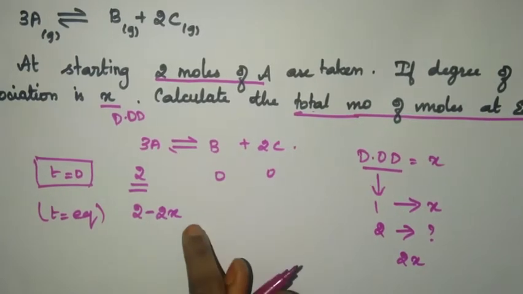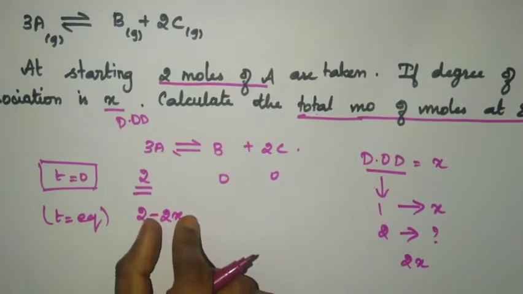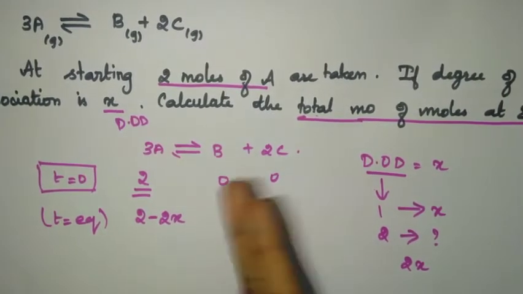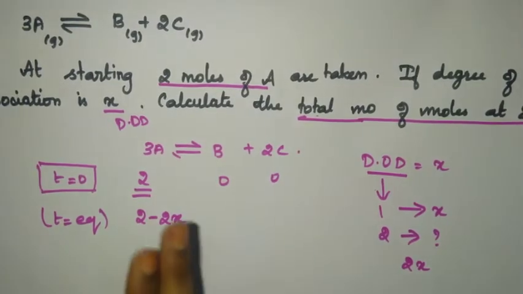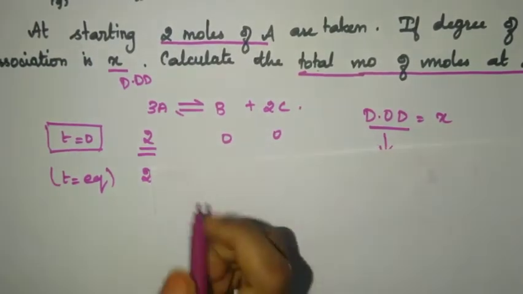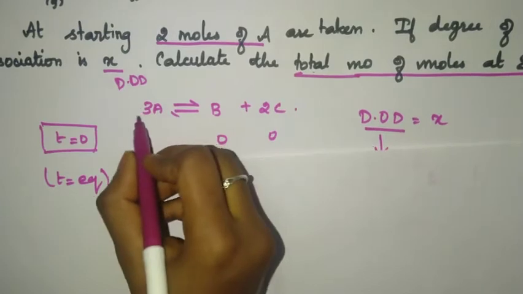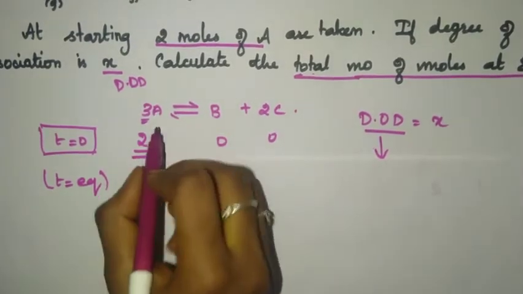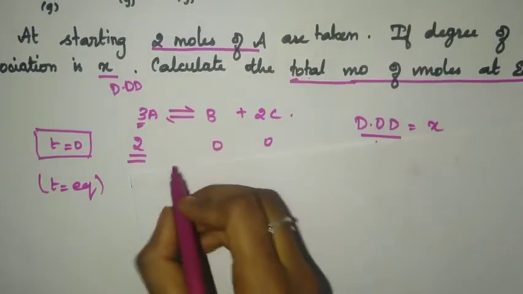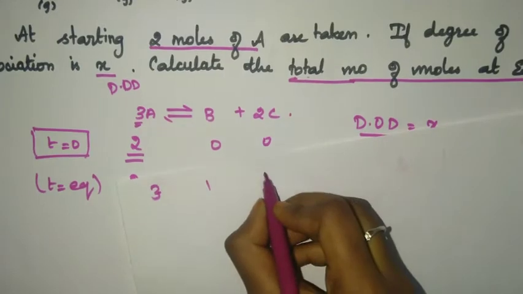At this point, the students are going to make a mistake. If 2X moles is dissociated, they write here that this 2X is going to form 2X of B and 2X of C. But this makes your question completely wrong. You have to use the stoichiometric coefficients of this equation. The stoichiometric coefficient of A is 3, that is nothing but the number in front of the compound. So 3 for A, here 1 and here it's 2.